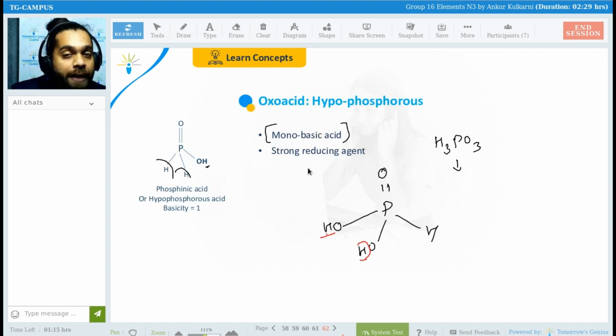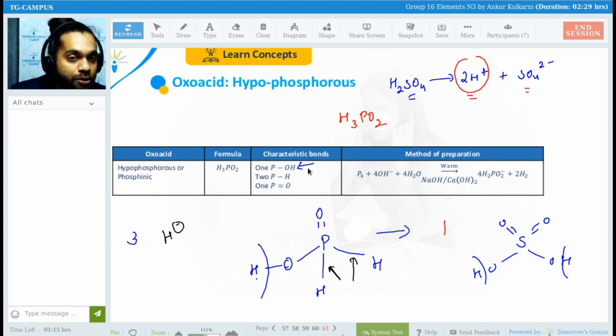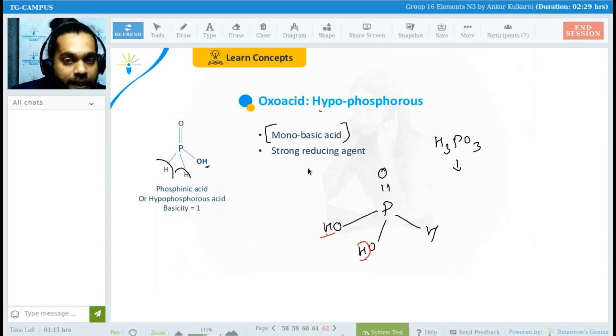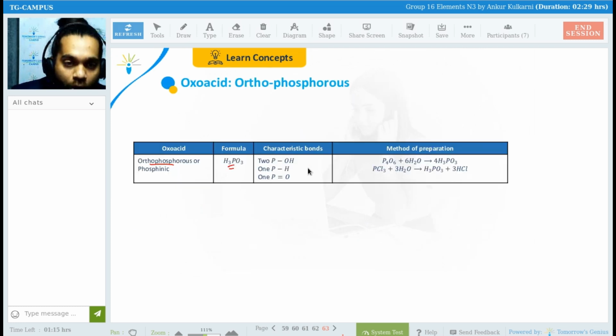So the first one was hypophosphorus acid, which is also called phosphinic acid. Generally it will come as hypophosphorus only. They will not give you phosphinic, but remember it is hypophosphorus. Then we had the orthophosphorus acid.